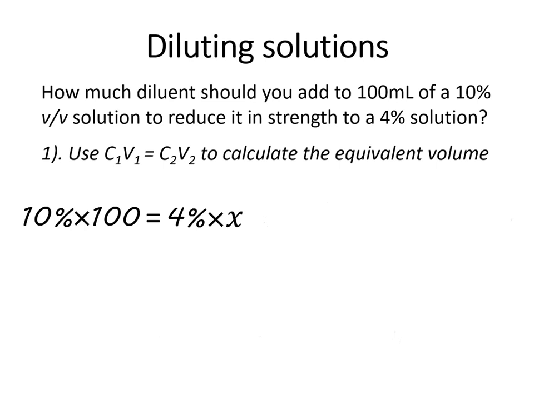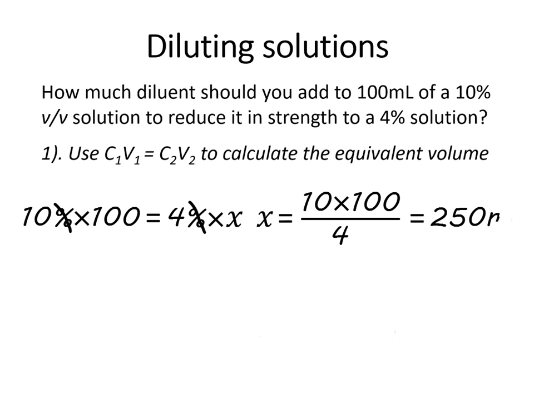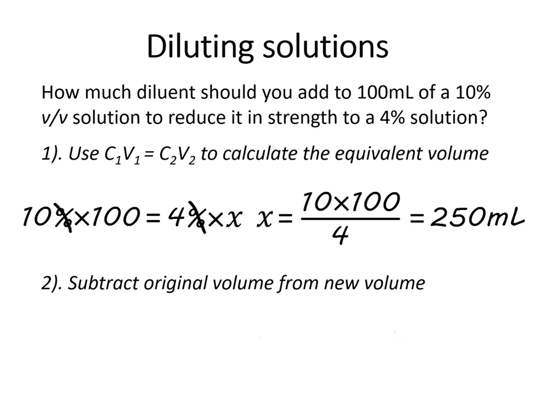To simplify, we can then cancel the percentages. Rearranging, this gives us a value of X of 10 times 100 divided by 4, which will give us a final equivalent volume of 250 milliliters. Next, we need to subtract the original volume from the new volume in order to calculate the volume of diluent to add. 250 milliliters minus 100 milliliters gives us a final volume of diluent to add of 150 milliliters.